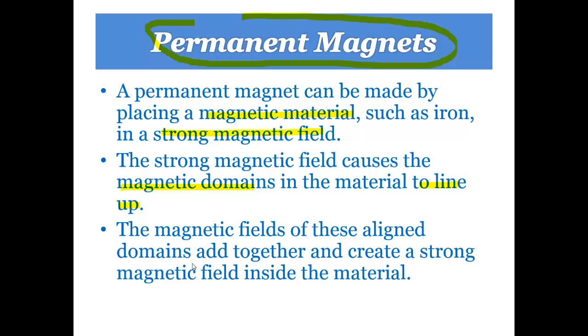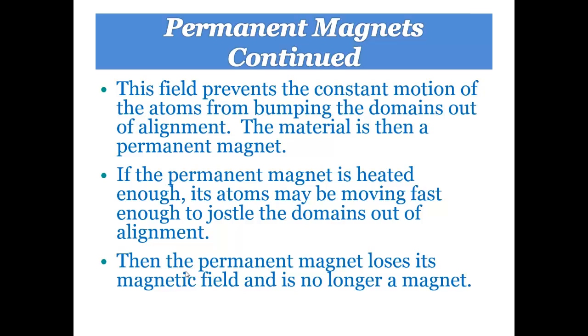Basically, because there's no room for movement, everything is perfectly organized, and it becomes a permanent magnet. Now, if you want to undo a permanent magnet, you heat it. If you heat it, you are able to jostle the domains out of alignment, and then you will no longer have a magnet. So if something's magnetized and you don't want it to be a magnet anymore, just heat it up.